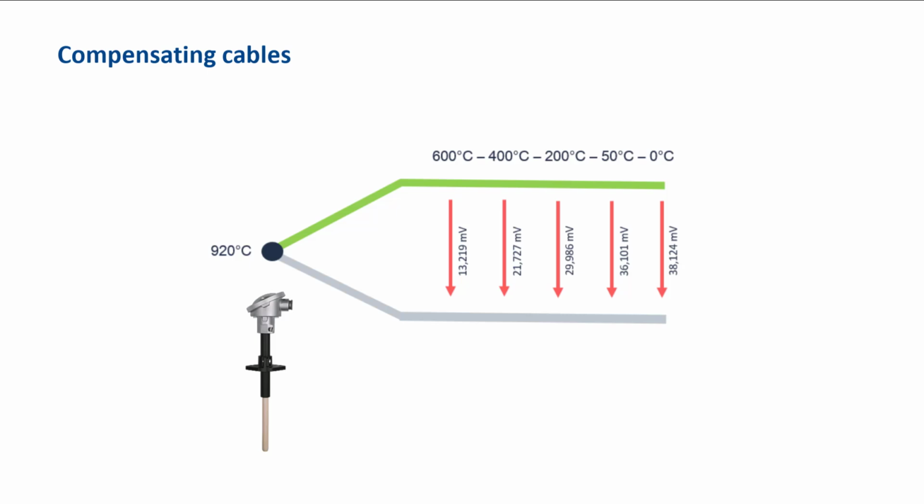For example, for a Type K thermocouple, a Type K compensating cable must be used and connected with consideration of polarity. If, for example, copper cables are used, the measured thermoelectric voltage is lower and incorrect measurements occur.